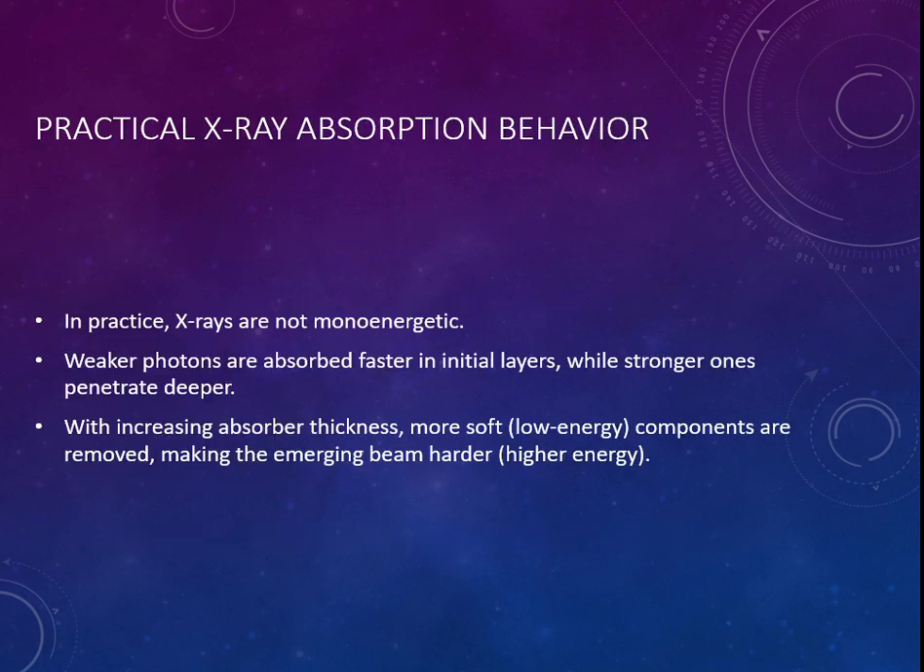Slide 2, Practical absorption. In real conditions, X-rays are not monoenergetic. They contain photons of different energies. As the beam passes through matter, the softer low-energy photons are absorbed faster, while the harder, high-energy photons continue to pass through. This process makes the beam more penetrating, or harder, as it travels through thicker material.